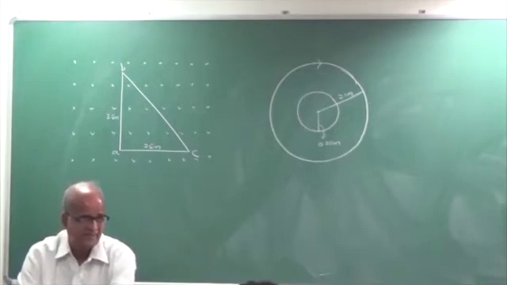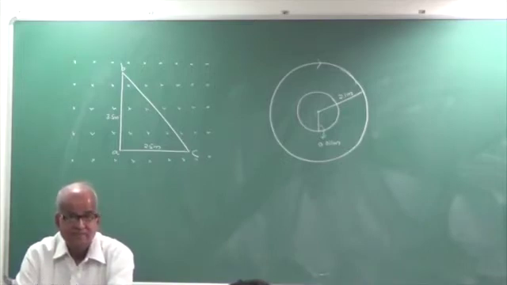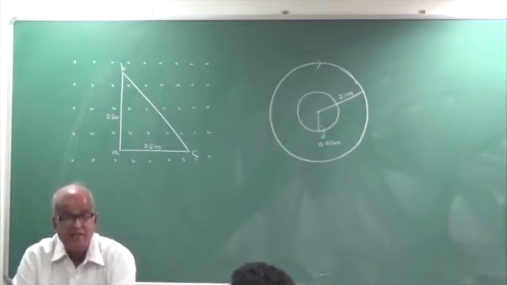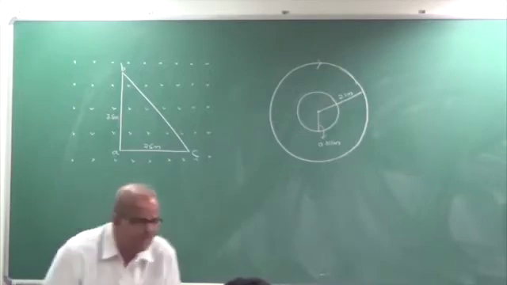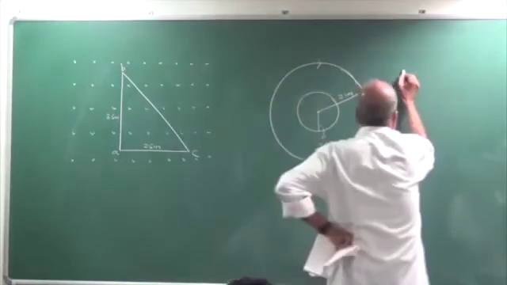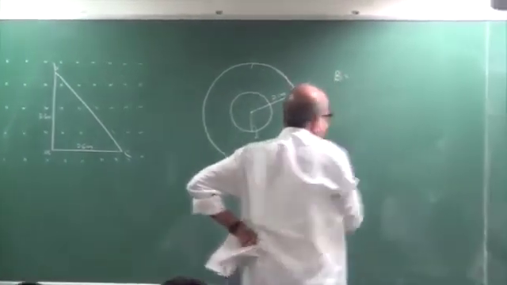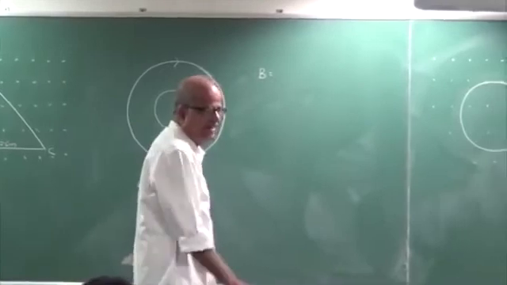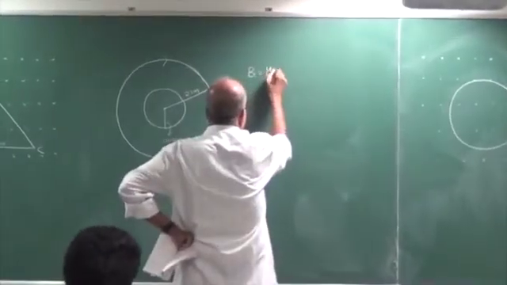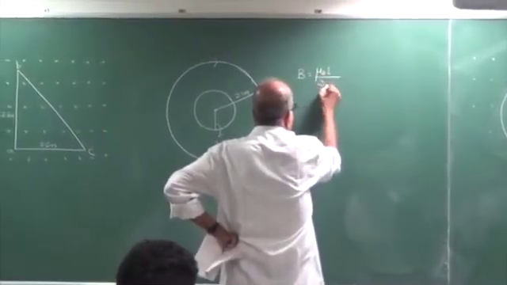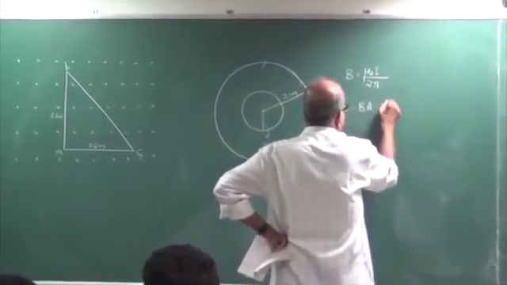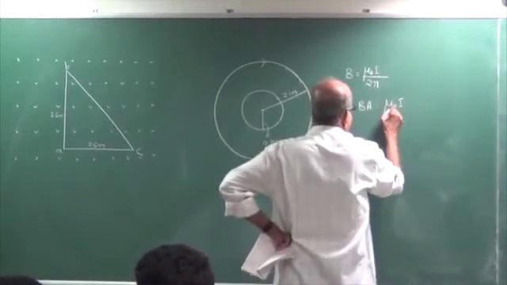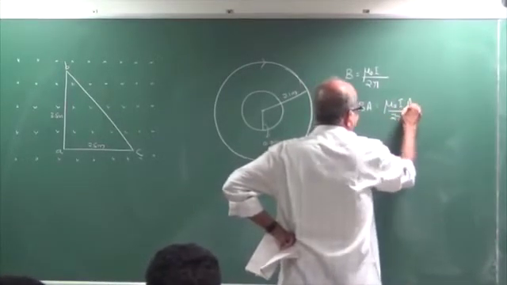Got the answer? Yes, that's the right answer. 3.41 into 10 to the power of minus 12 volt. See, what is the field at the center of the outer coil? Mu naught I by 2R. So, what is the flux? B dot A, which is BA, which is mu naught I by 2R into A.